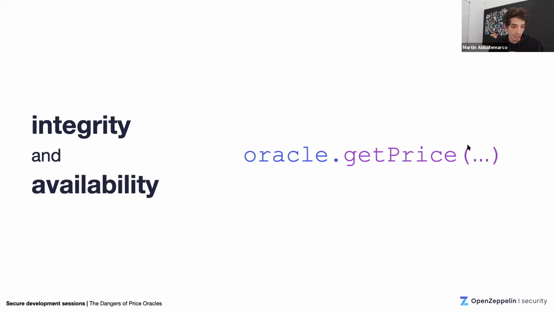When we talk about this Solidity line that says oracle.getPrice, basically what we are trying to understand is two things: integrity of the Oracle and availability of the Oracle. That will get us a general idea around the security of the Oracle and how that can impact our system.